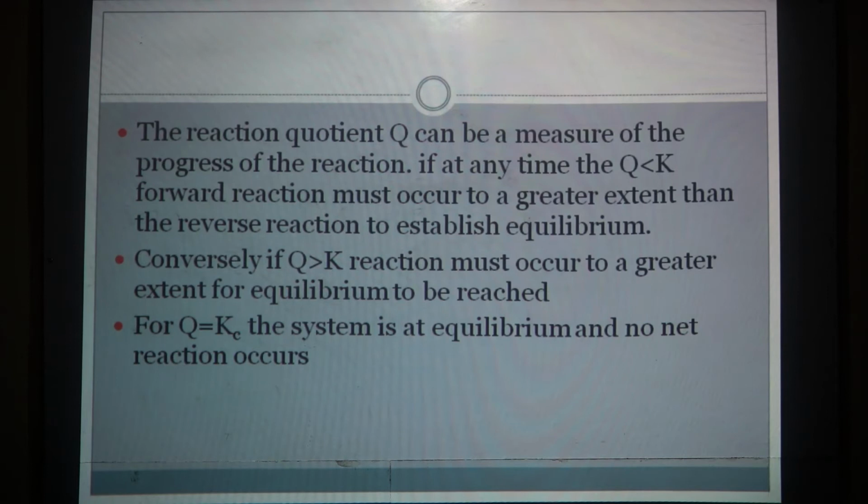Next, the reaction quotient Q can be a measure of progress of the reaction. If at any time Q is smaller than K, the forward reaction must occur to a greater extent than the reverse reaction to establish equilibrium. Conversely, if Q is greater than K, the reverse reaction must occur to a greater extent for equilibrium to be reached. For Q equal to Kc, the system is at equilibrium and no net reaction occurs.